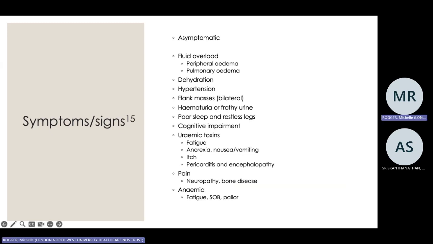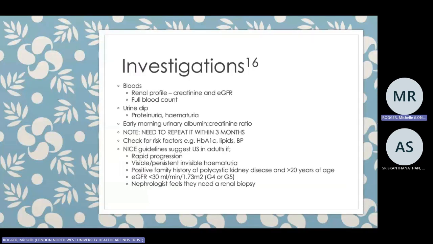And investigation. So how would you go about investigating? You do bloods to check renal function, creatinine, eGFR, a full blood count, electrolytes. Full blood count looking for any signs of anemia. Do a urine dip, check for proteinuria, hematuria. You'd want to do an early morning urine albumin creatinine ratio. That gives you that proper holistic view, both sides, the eGFR and the albumin side of that graph chart that I showed earlier.